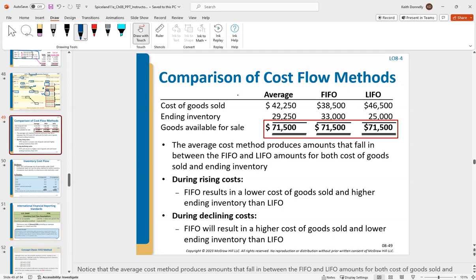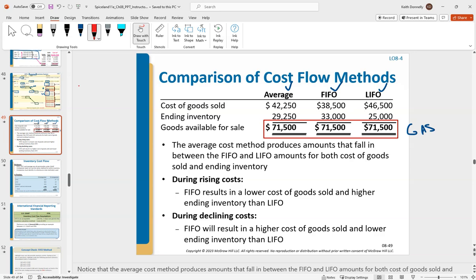So you can see we have the 3 methods, and the goods available for sale are spread out in different ways between them. That's great, but why do we care about this? How do you know which one to pick, or from a theory point of view, how does this all work? Here's the setup.